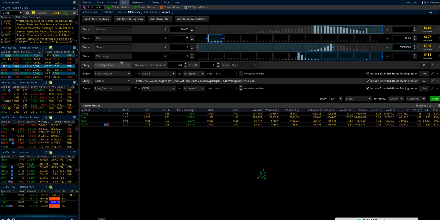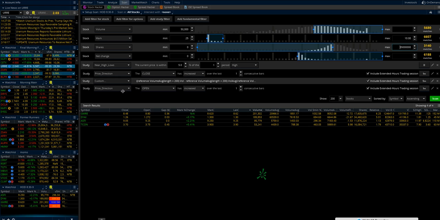All right, so here we go. This is more of a momo scanner rather than a high day scanner. So basically, I have it near the highs. It's within 5% of the daily high for the current day. If you set that to today, that means the current day. And then price direction, it's increased over the last consecutive bar. You can change that, whatever. I use the 1 minute for that.